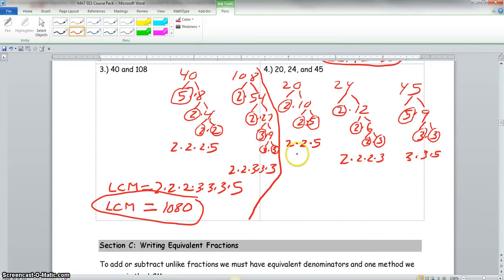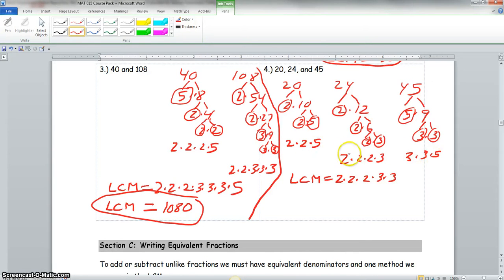Now we follow the same procedure we did in the other problems. First find our lowest number, which is 2 here. Now, the most 2's that we have is 3 2's. So we bring down 3 2's. So we're done with the 2's. Now we look here at these 3's. We have a 3 here and 2 3's here. We bring down the 2 3's because that's the most we have in one of the numbers.